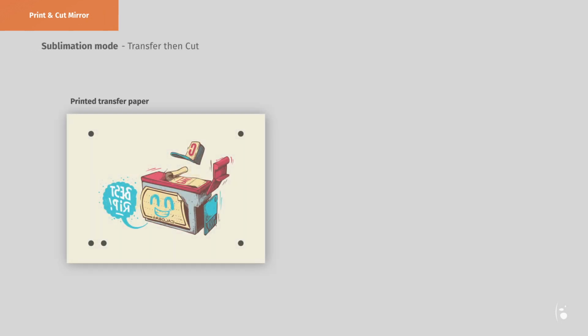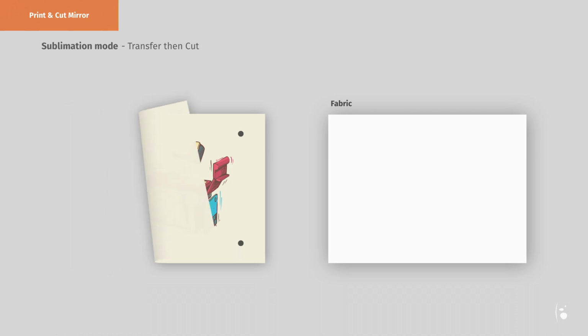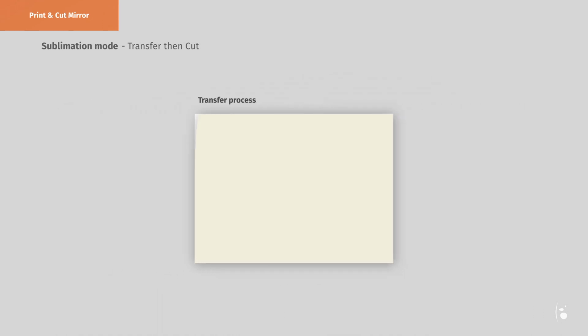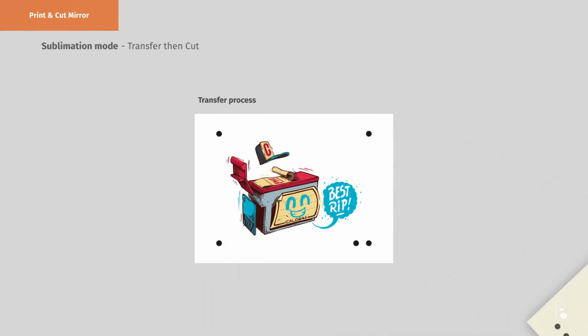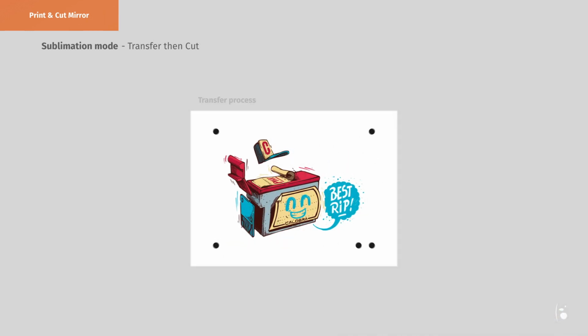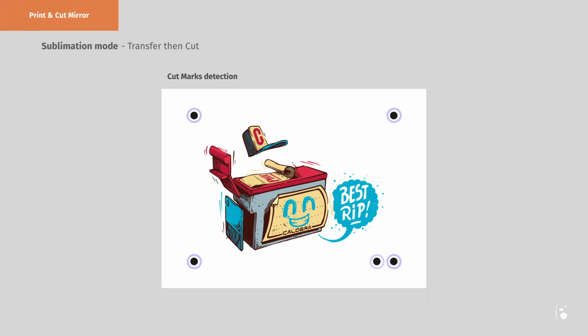This method is recommended for most of the sublimation applications. Usually, the print is transferred before the cut process, meaning that the design and the cut marks are flipped. However, the cut instruction is sent to the cutter unmirrored.